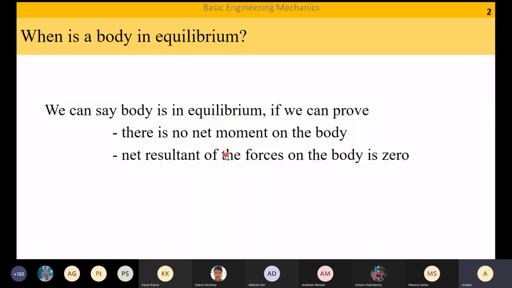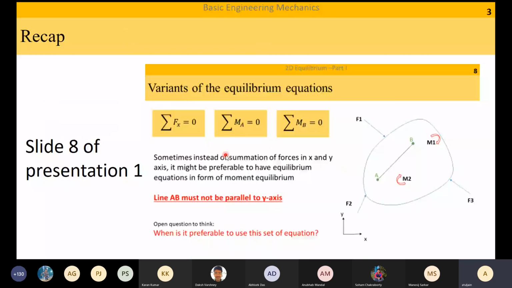So this was perhaps the slide where there were most amount of doubts. The first set of equilibrium equations said summation fx is 0, summation fy is 0, and summation of moment about a point is 0. That is straightforward. Everybody understands.